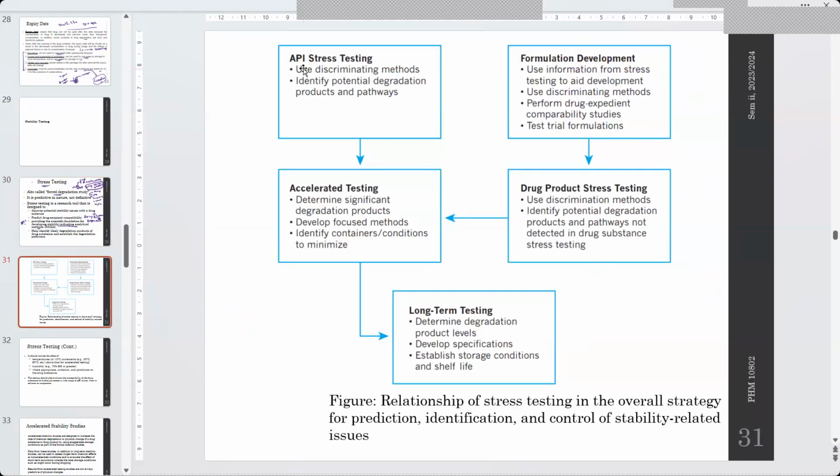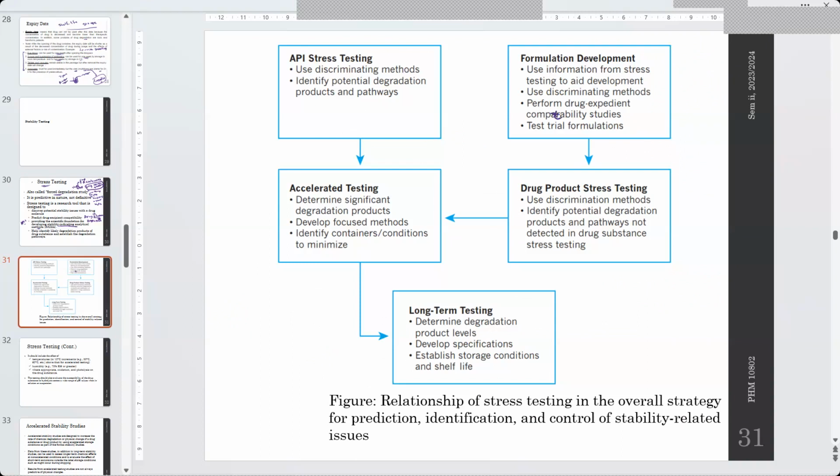I can do this stress testing for the active pharmaceutical ingredient, the drug substance, and I can also do it for the formulation during formulation development to perform drug excipient compatibility studies. Actually, here it is written comparability in this source, but we use more the term compatibility with T. Okay.